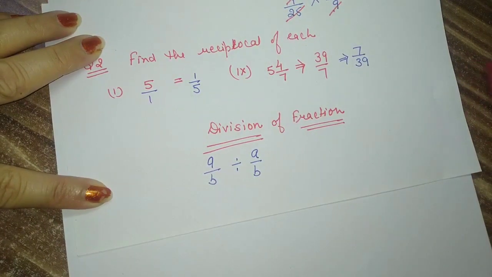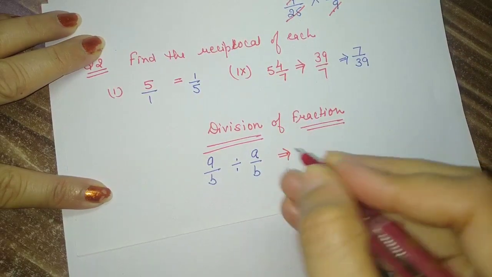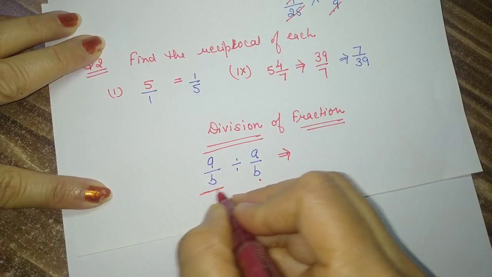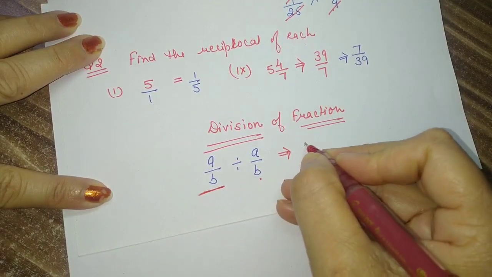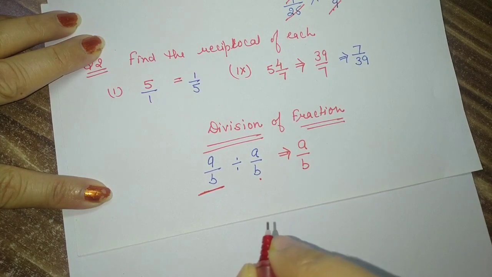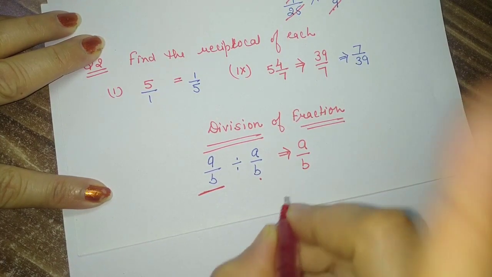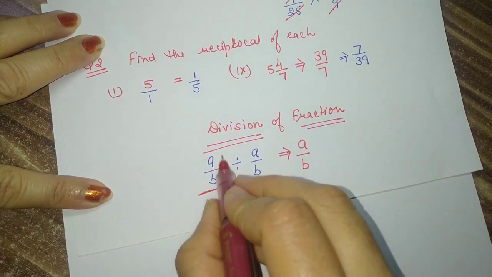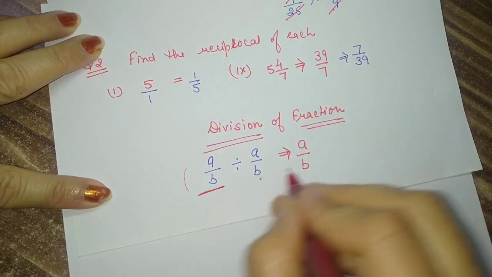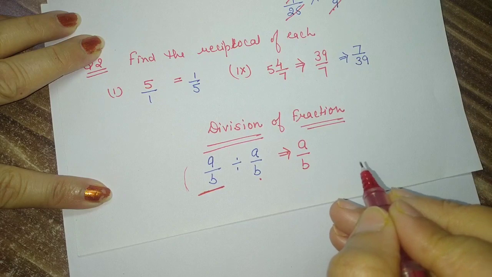Whenever you are going to divide two fractions, remember, always the first fraction will remain the same. We will write it as it is. There is no change in the first fraction. Mostly the students make a common mistake. What is that? They take the reciprocal of the first. No. The first fraction will be written as it is.